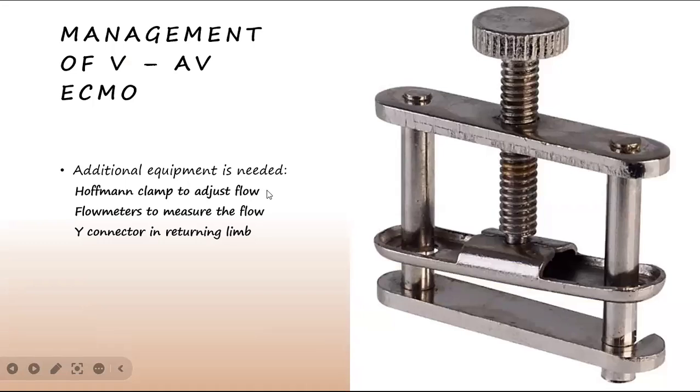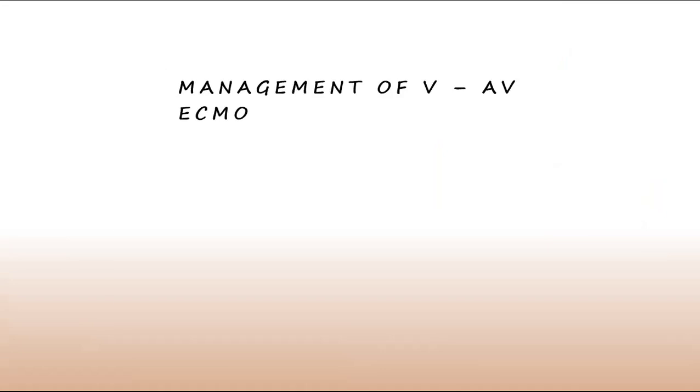So why is it technically challenging to achieve good outcomes when it comes to hybrid modalities of ECMO? Because you need a lot of expertise, and you need a lot of equipment. The equipment shown in the figure is called Hoffman's clamp. It is generally used to adjust the flows in different limbs. When you have two drainage cannulas and two return cannulas, one in the artery and one in the vein, how are you going to adjust the flows? By using this Hoffman's clamp.